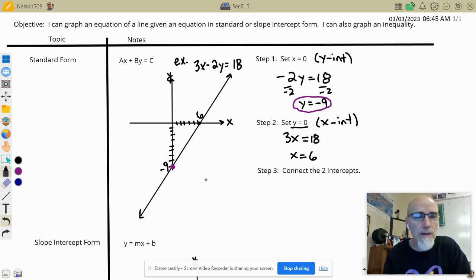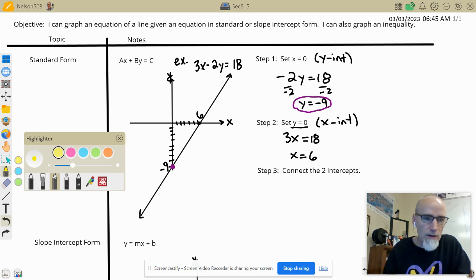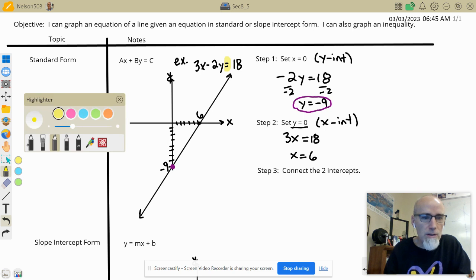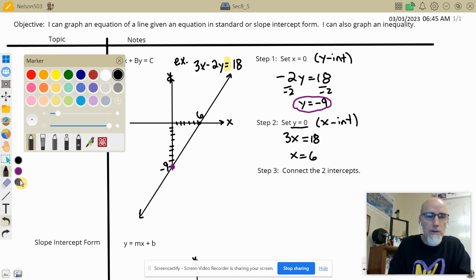We're going to come back to this when we change this to an inequality. I haven't had my highlighter on in a long time. Let's see what happens if I highlight the equation, the equal sign. We're going to change that to an inequality. We'll see what happens here in a moment. First, let's talk about slope-intercept form.